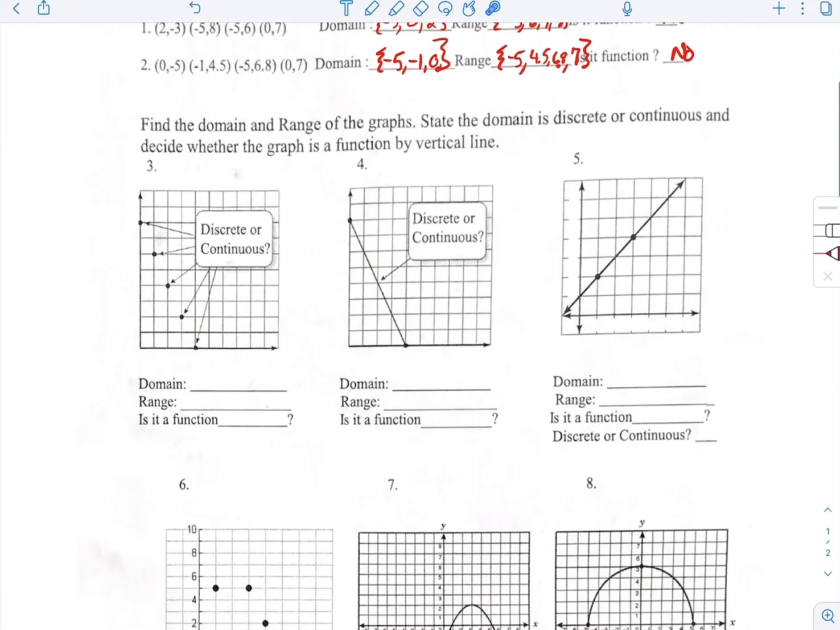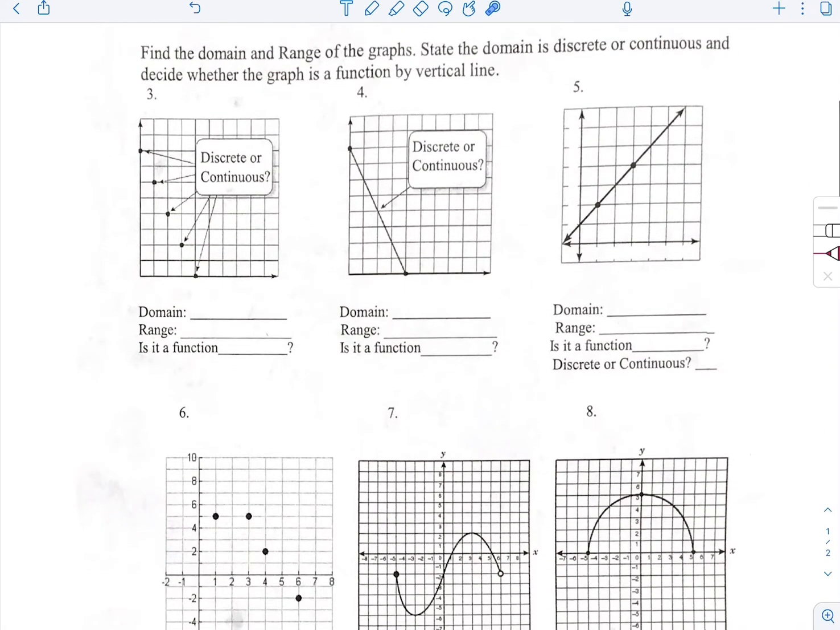All right. So then we're asked to find the domain and range of these graphs down here. But first, we need to decide whether or not it is discrete or continuous, and then decide whether the graph is a function using the vertical line test. So looking at this first example, this is a little bit of review from Wednesday. Is this discrete or continuous here? What about here? Discrete or continuous? What about here? Discrete or continuous? All right. So let's start with that.